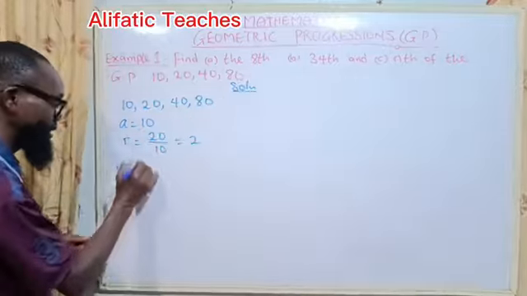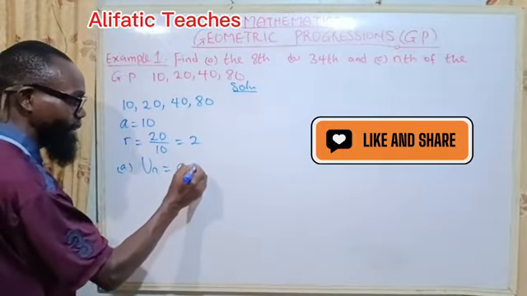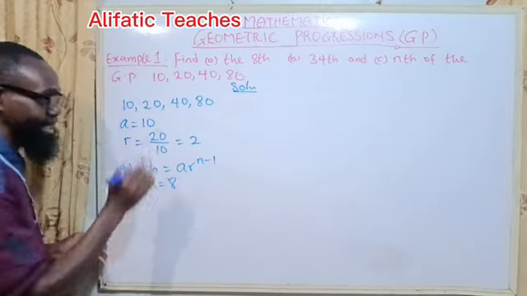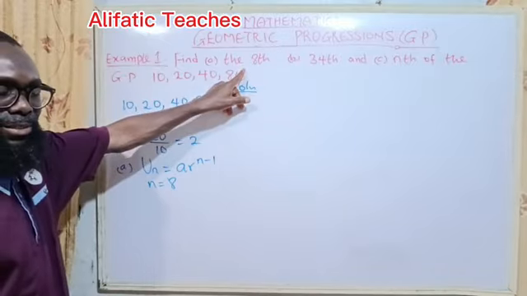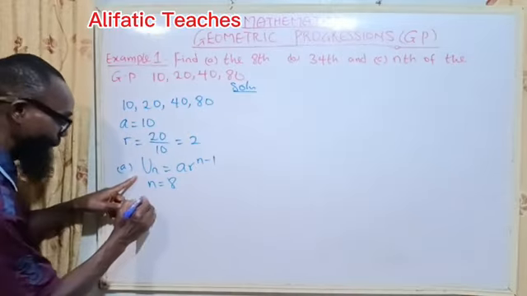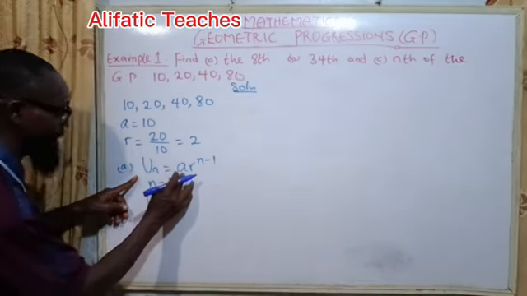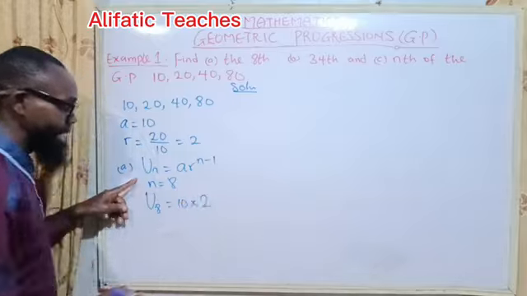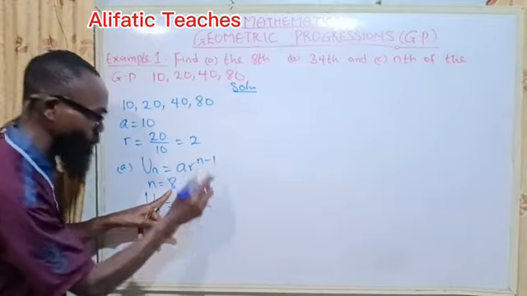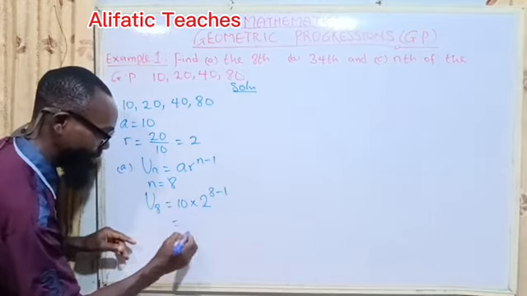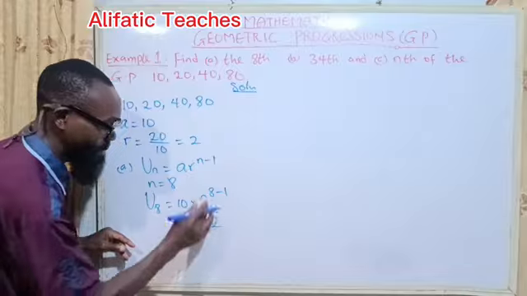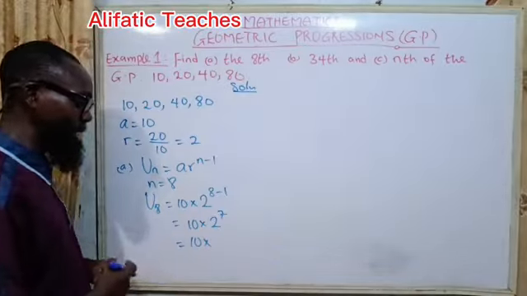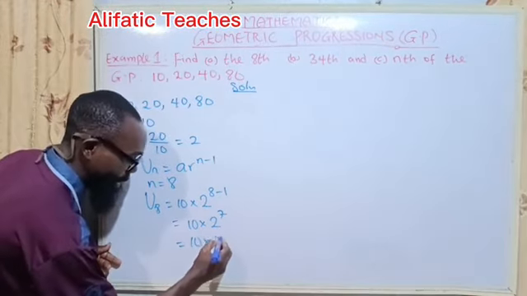Don't forget our formula, Un equals AR raised to power n minus 1. So when n equals 8, that is the 8th term. Our n equals 8. Then we have U8 equals our first term, 10, multiplied by our common ratio, 2, raised to the power of n minus 1, so we have 8 minus 1. So we have 10 multiplied by 2 raised to power 8 minus 1, we have 7. So 10 multiplied by 2 in 7 places, which is 128.